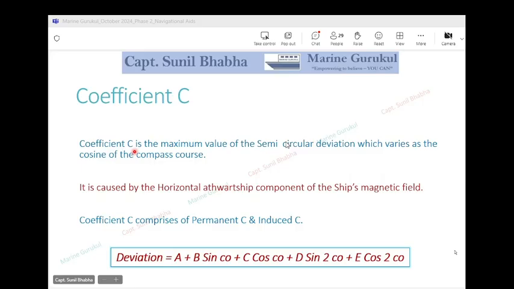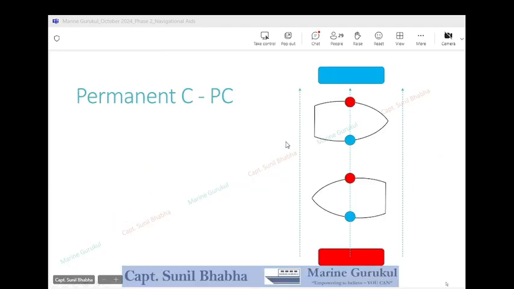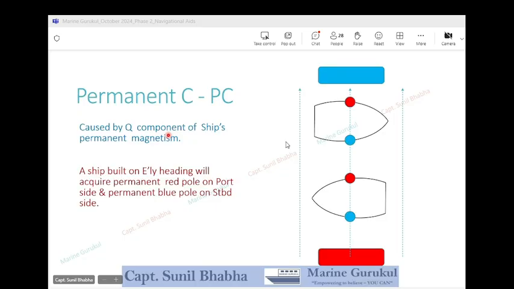Moving ahead now, so moving on to permanent C. Permanent C is caused by the Q component of the ship's permanent magnetism. We have three components of the ship's permanent magnetism, that is P, Q and R. The P component lies in the fore and aft direction, the Q component lies in the athwartship direction, and the R component lies in the vertical direction or orientation. So this is caused by the Q component, that is the athwartship component of the ship's permanent magnetism.